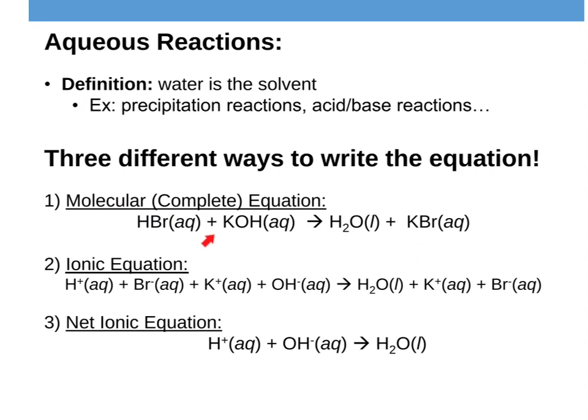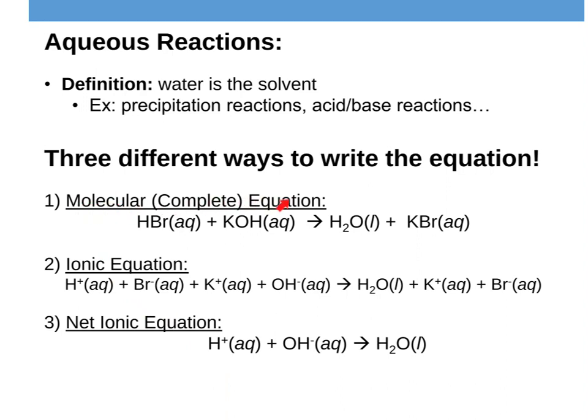The molecular, which is probably the one that looks real familiar to you. That's where you write out all this stuff. The ionic equation is just a ton of ions, and it's really long. And then the net ionic equation is a real short one, real simple. So we're going to talk about why we'd use one versus the other. And I'll say this now, but I'll mention it again.